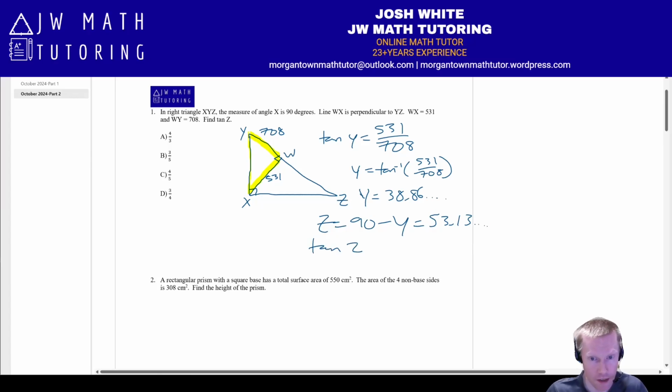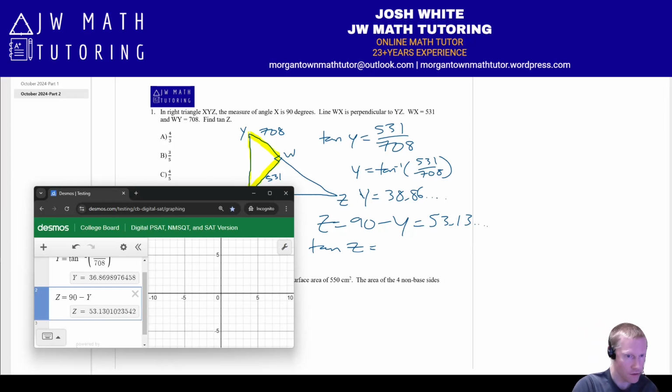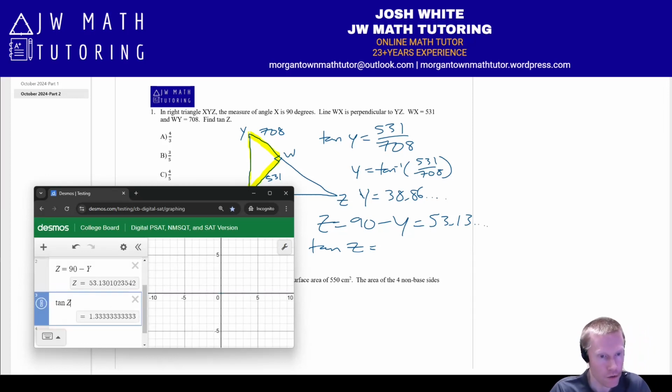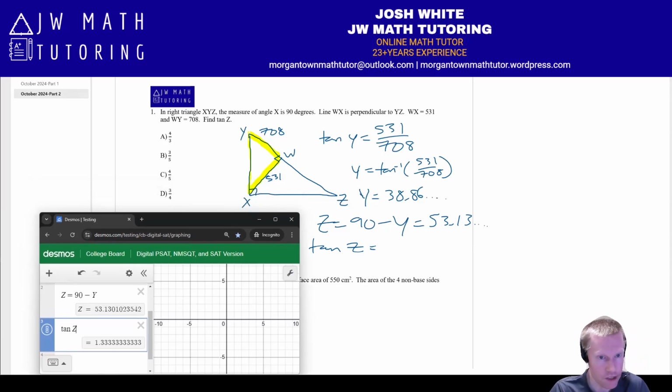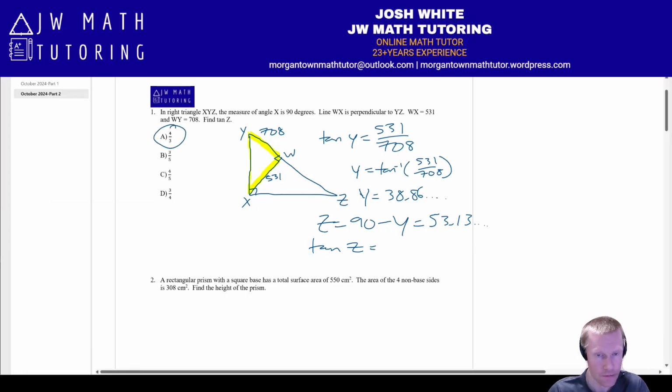Now we're just going to do the tangent of that. And this again we'll go to Desmos to do. Next line, tan of capital Z. All right, so it gives me 1.33333. Notice that doesn't match our answer choices, which are fractions, but all we have to do is hit this little button. Okay, there it is, 4/3. The correct answer is going to be A. All right, so this is method one, or approach one, we'll call it.